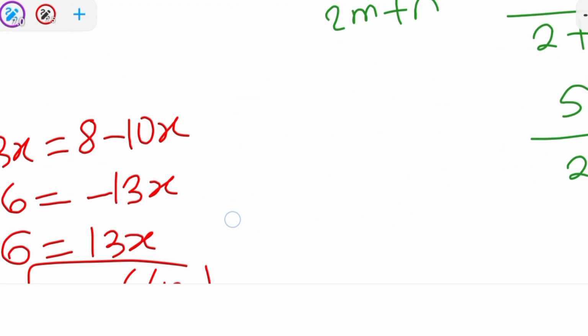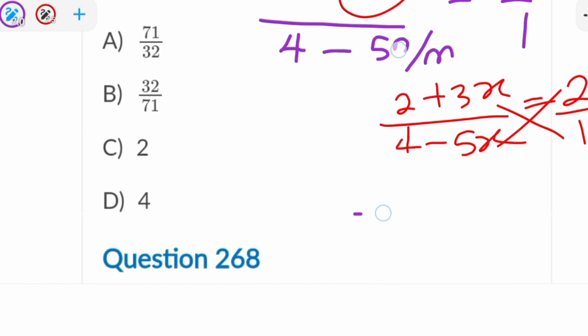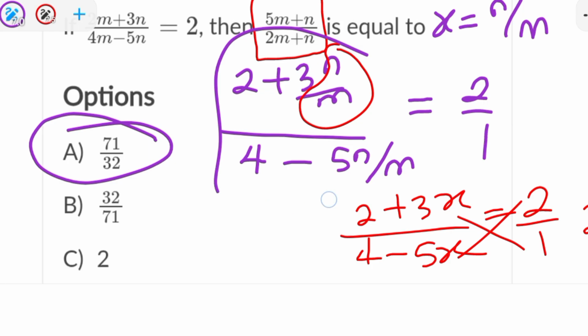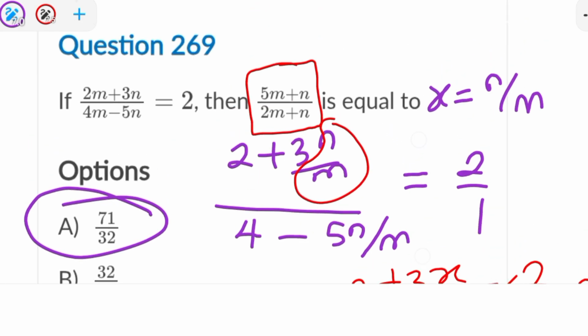Okay, yes, it's there. So that's the method. The simultaneous method will be longer if you try it. You get the same answer, but you have to go and find n, find m, then come back and substitute it inside here. So it might waste time. Okay, so I hope you understand.